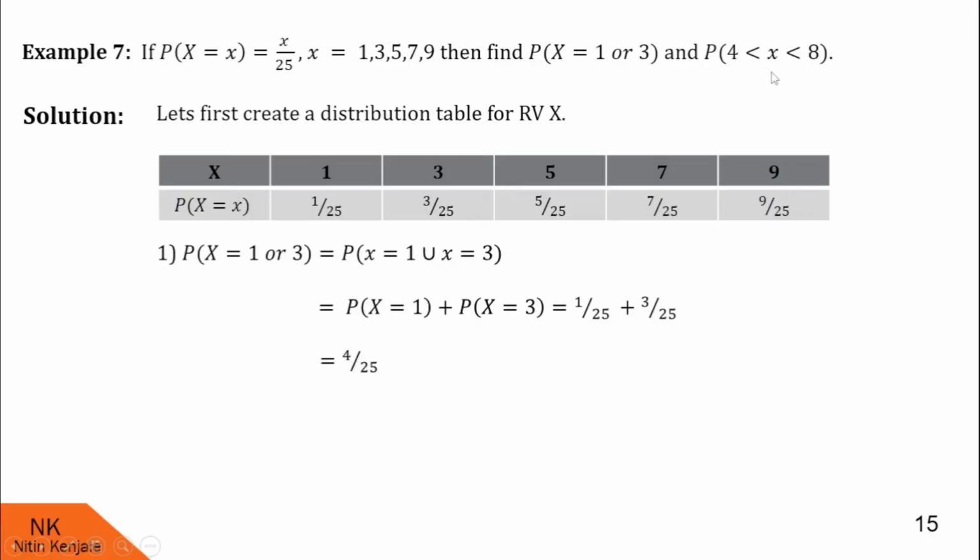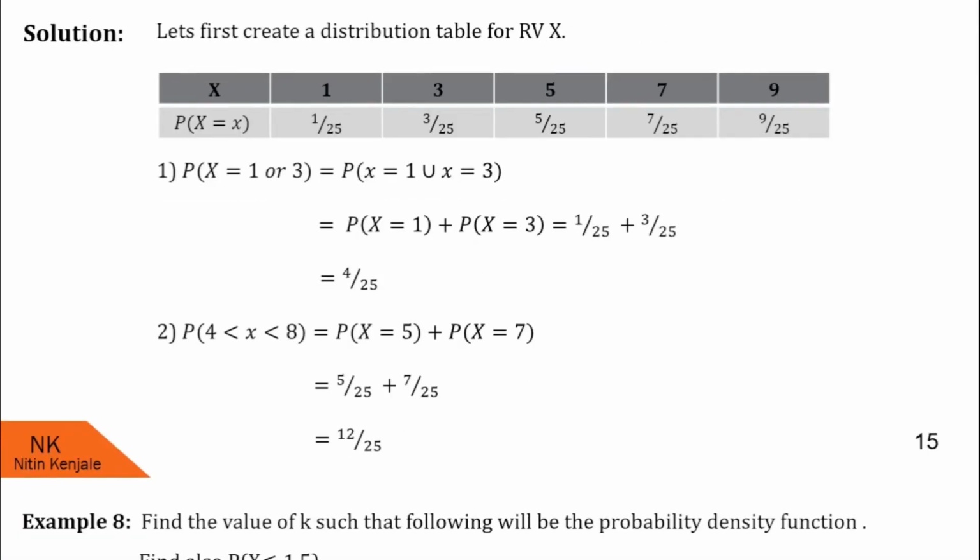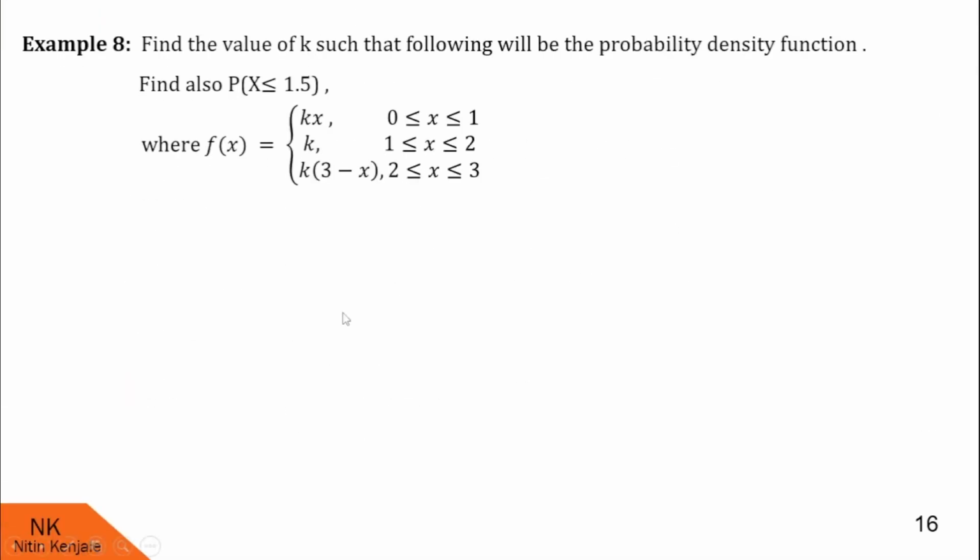Similarly, we find P of x between 4 and 8. Note that the values of x that lie between 4 and 8 are 5 and 7. So we simply add probabilities of x equal to 5 and x equal to 7. They are 5 by 25 and 7 by 25, which is 12 by 25. I hope you understood this solution. Now let's go for next example.